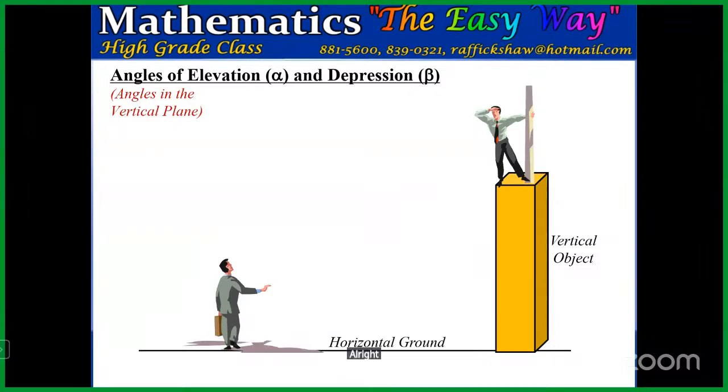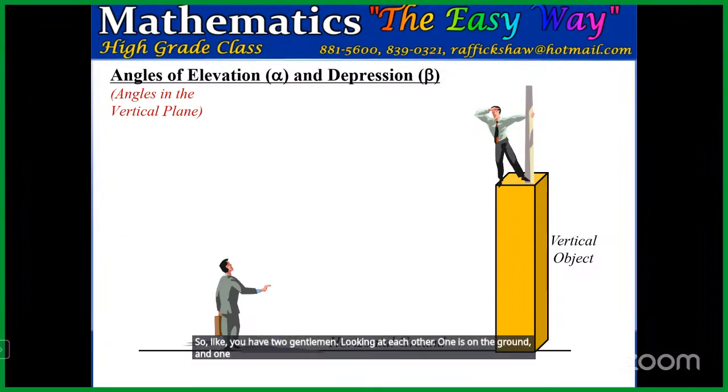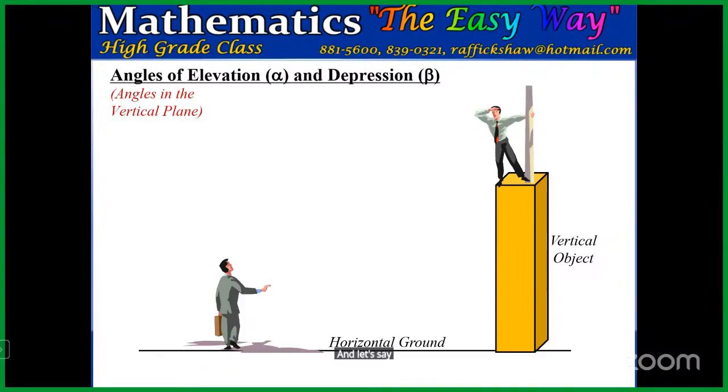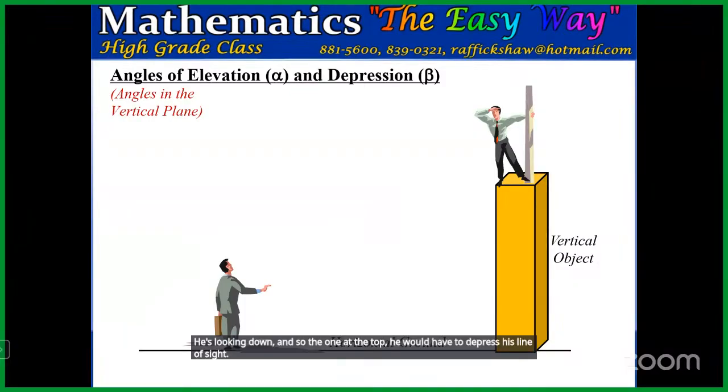Let's look at the screen now, given a real life situation. You have two gentlemen looking at each other. One is on the ground and one is at the top of this tower or vertical object. They are talking to each other and looking at each other. Because the one on the ground is looking upwards, he will have to elevate his line of sight above the horizontal, and the one at the top is looking down, so he would have to depress his line of sight to look down at the man on the ground that he's talking to.